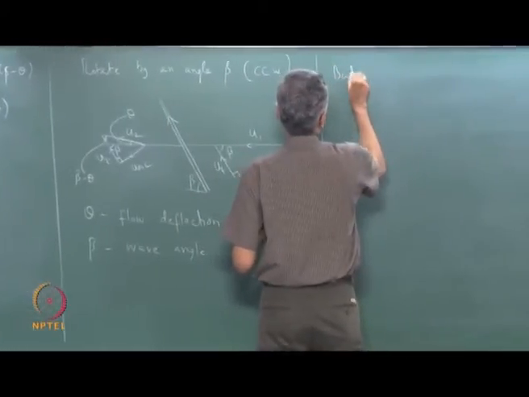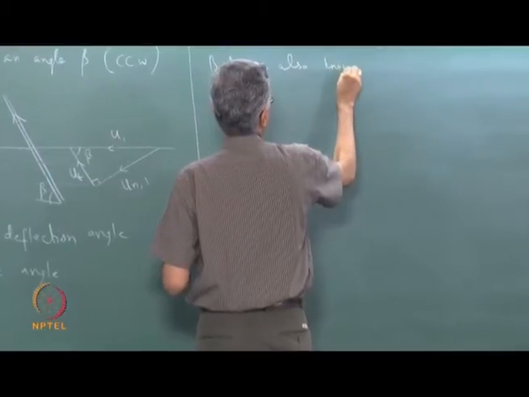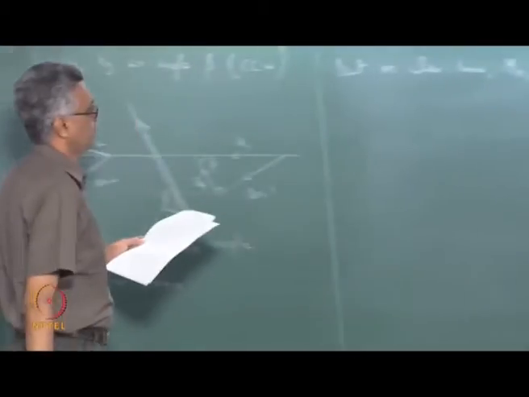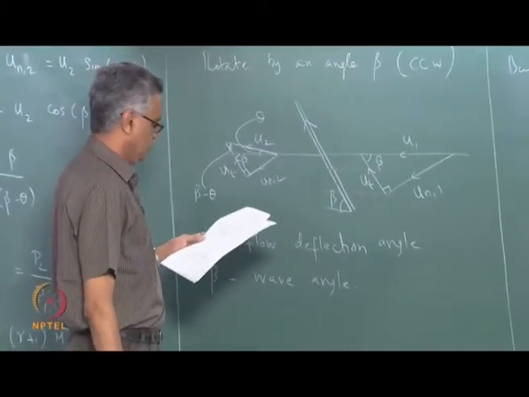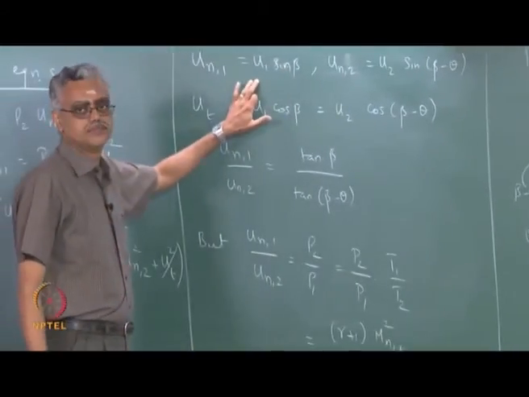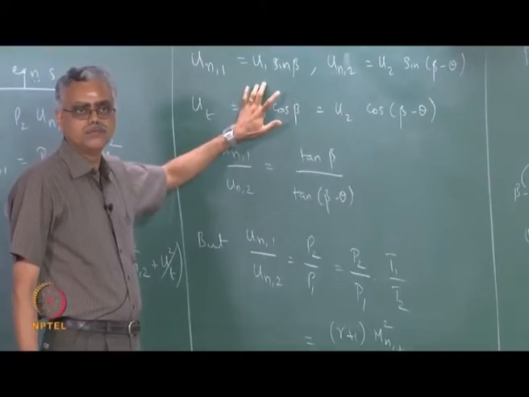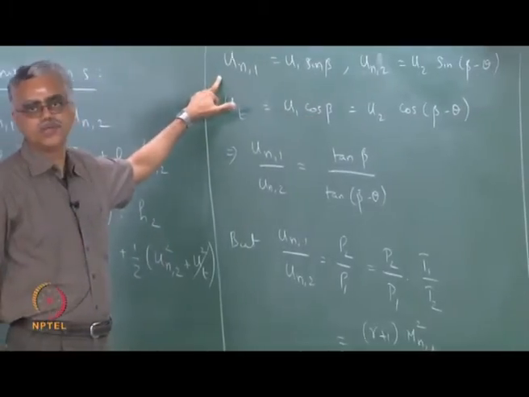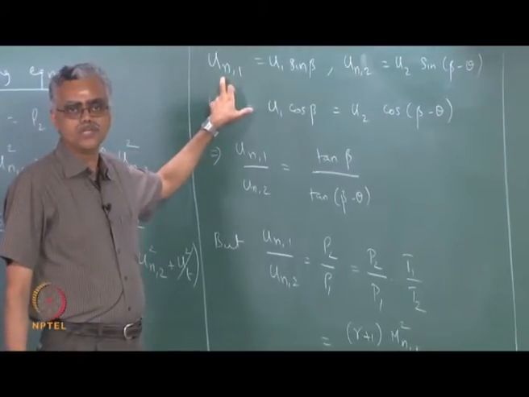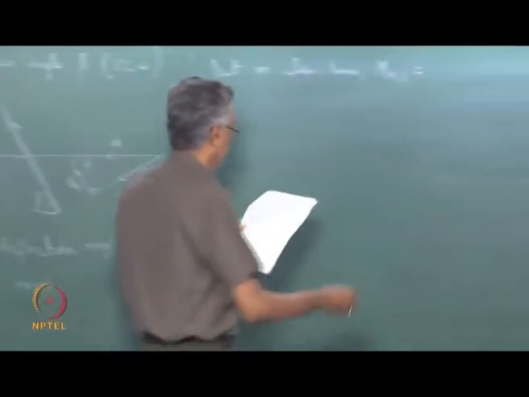But we also know that Mn1, from these velocity triangles, or if you look at this relationship, divide both sides by square root of gamma R T1, what do I get? I get Mn1 here, right? I get M1 here. So, Mn1 is equal to M1 sin beta. So, it is the same relationship, I am not doing anything different.